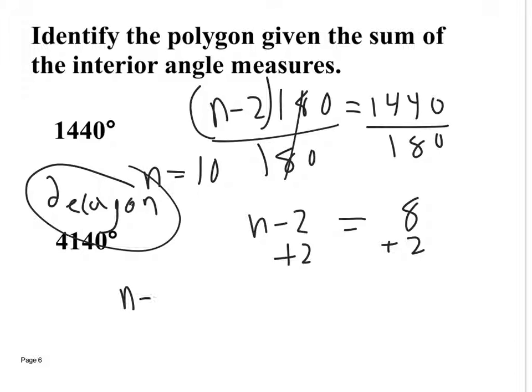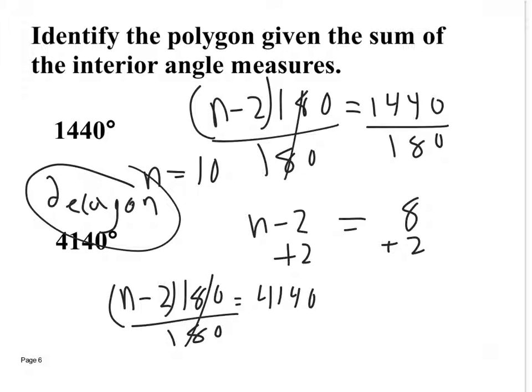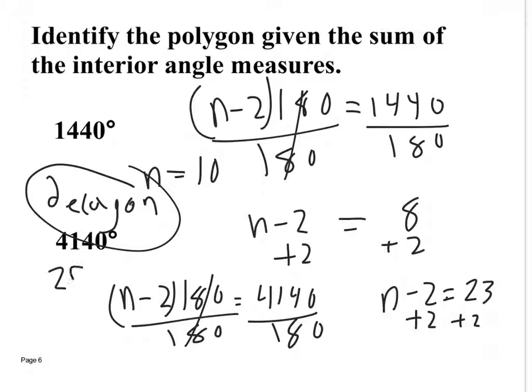Let's do one more. 4140. So n minus 2 times 180 equals 4140. Divide both sides by 180. 4140 divided by 180 gives you 23. So n minus 2 equals 23. Got to add 2 to both sides. Right. So here it's a 25-gon.